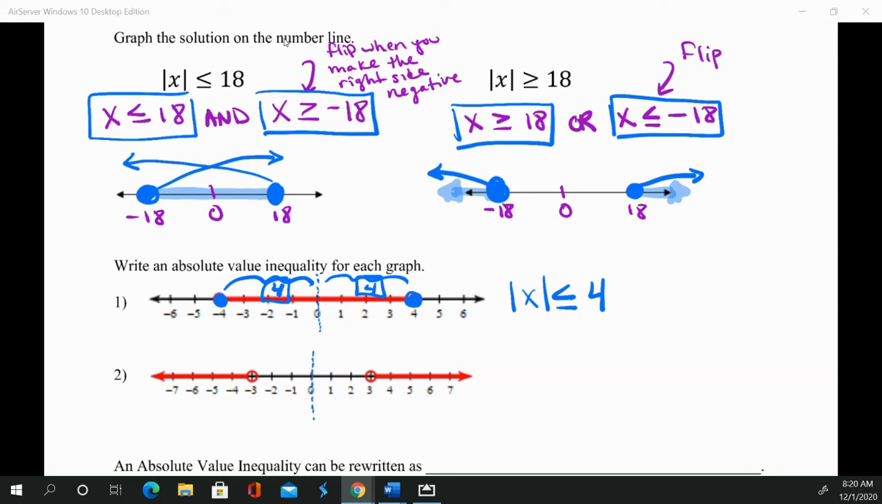So with the 2 endpoints of our compound inequality, what's graphed is at 3, right? These are both 3 places from 0. So that means we're looking at the absolute value of x. And in this case, it's an or inequality. So we're going to use greater than, and the 2 values are 3.